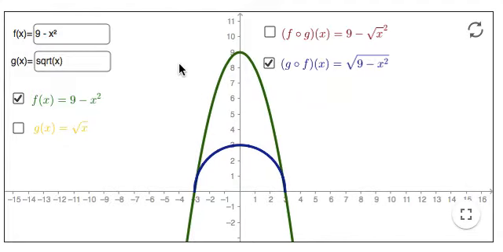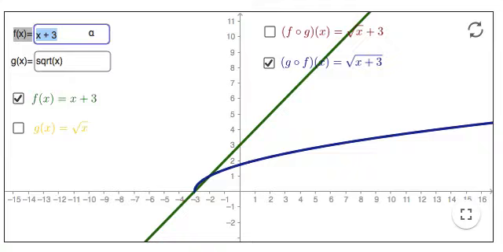So we can play around with this. The links are in the notes, but you can play around with this and see how the square root will affect different graphs. So I can put another one in here, right? I can get rid of this, and I can go x plus 3. Okay, so there's my square root function.